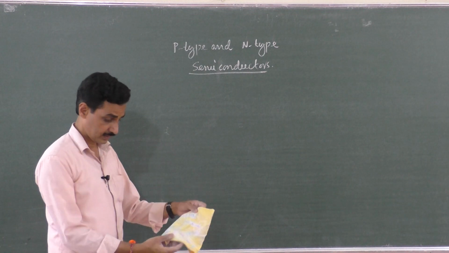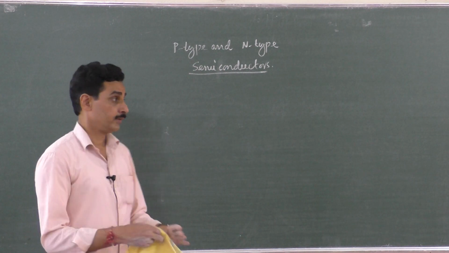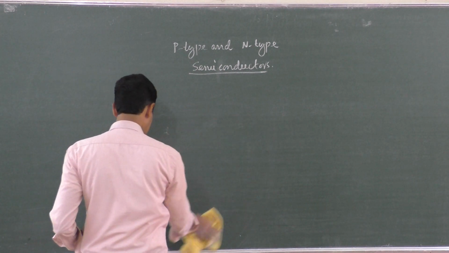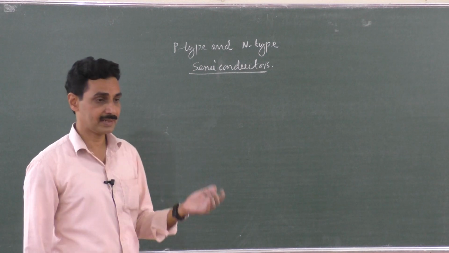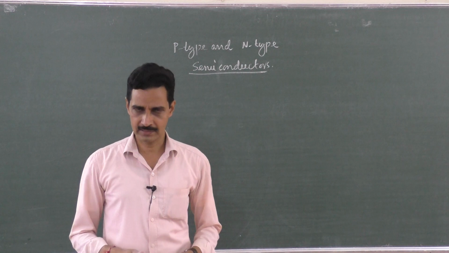Yesterday, in the previous class, we saw how to produce an N-type semiconductor. We have two types of semiconductors, intrinsic and extrinsic. What do you mean by intrinsic and extrinsic? Naturally available semiconductors are called intrinsic semiconductors.